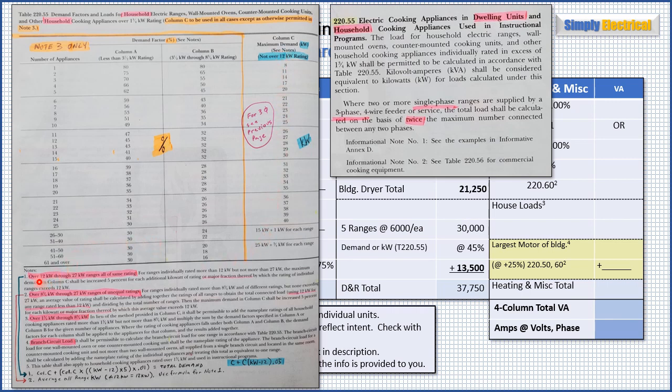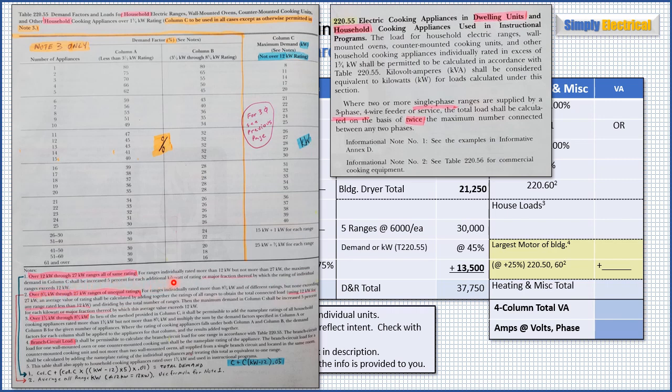Over 12 kW through 27 kW ranges, all of the same rating. So if you have multiple ranges, all of the same rating, then you can use this if they're between 12 and 27 kW. It says, for ranges individually rated more than 12 kW, but not more than 27 kW, the maximum demand in column C shall be increased 5% for each additional kilowatt of rating or major fraction thereof, by which the rating of individual ranges exceeds 12 kW.